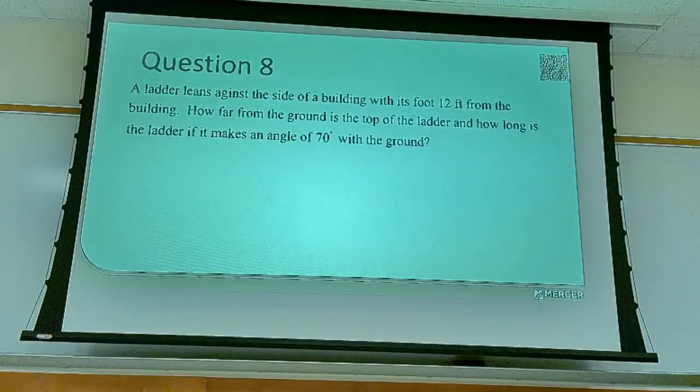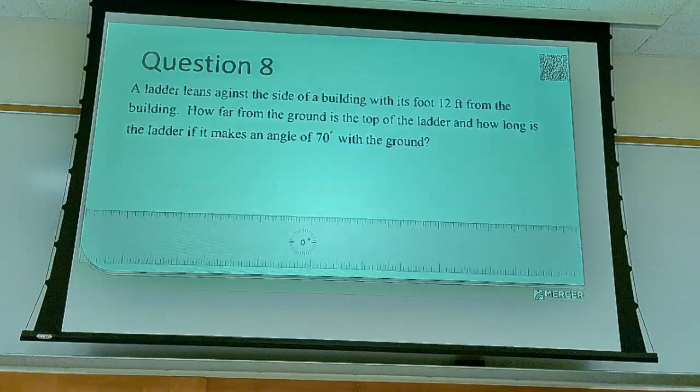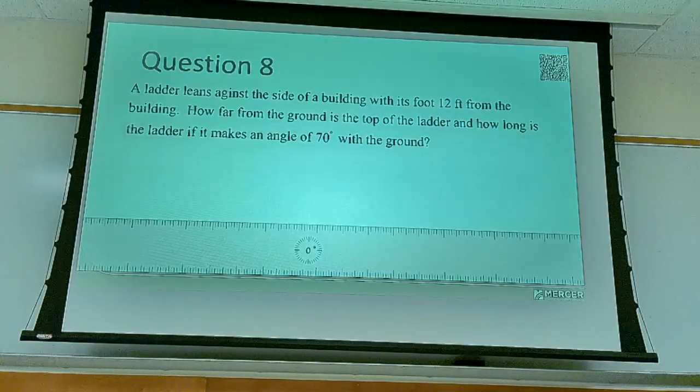A ladder leans against the side of a building with its foot 12 feet from the building. How far from the ground is the top of the ladder, and how long is the ladder? It makes an angle of 70 degrees with the ground. So that means 90 plus 70, and then the other angle is 20.